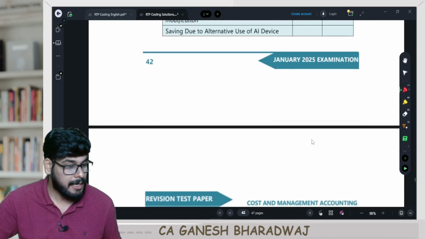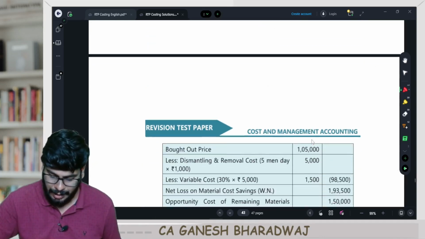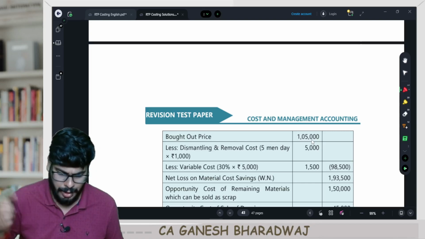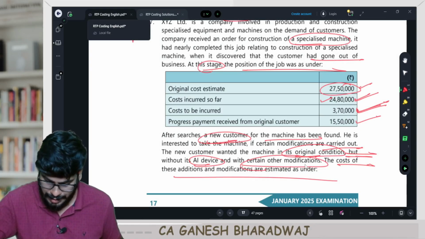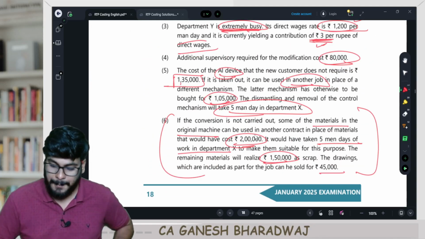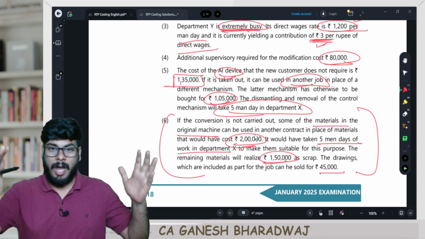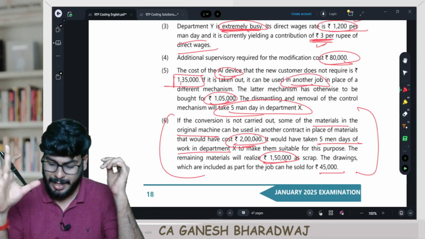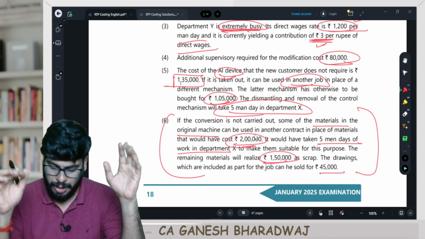The next one. Now, let's go to the paragraph that talks about what? That talks about your AI device. Now, let's see what it says. Now, AI device. I have already built this machine using this AI device. Now, this customer is saying, I don't want the AI device. You remove it. I don't want it. Now, what are they saying?